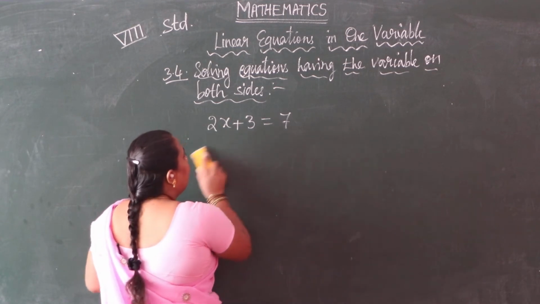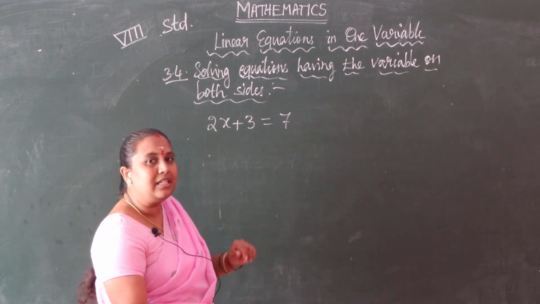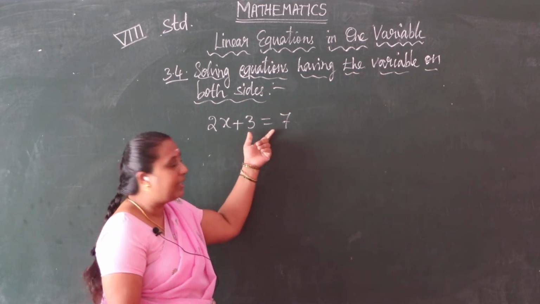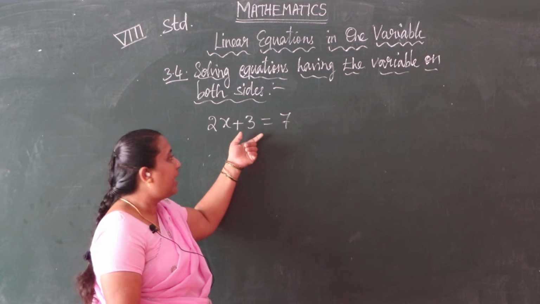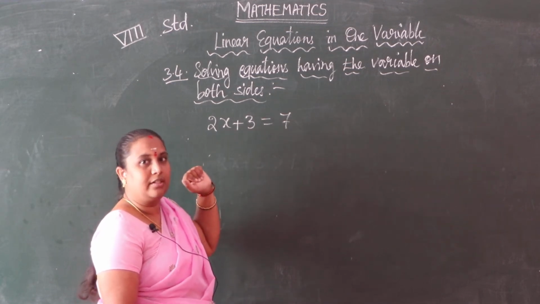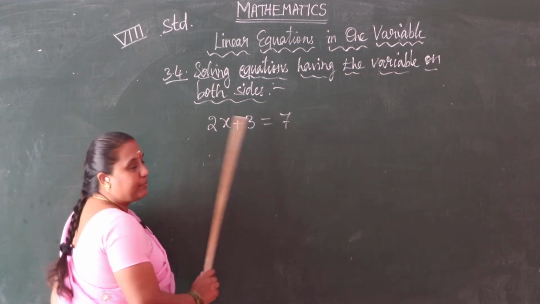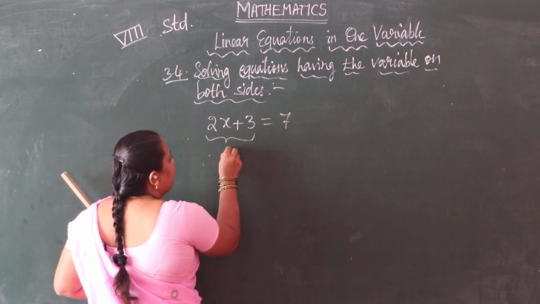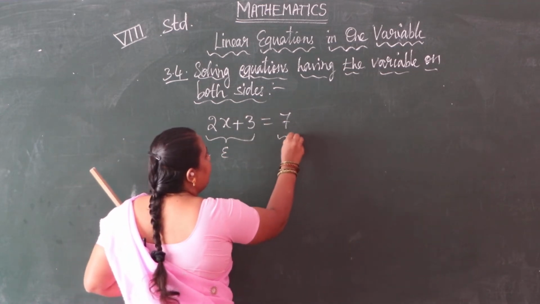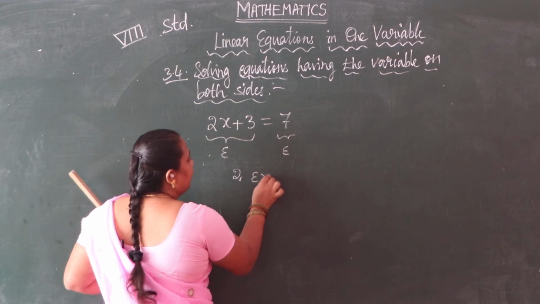So here we have 2x plus 3 equals 7. This expression having an equality sign, we have to say this is an equation. Is it right, children? Now we have two expressions in this. This is one expression and this is one expression.